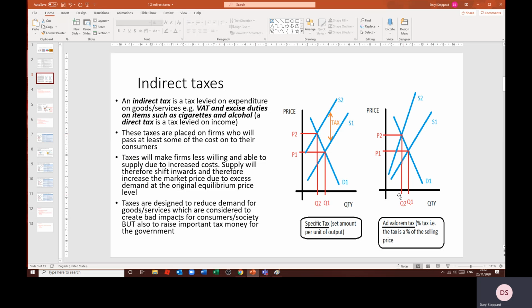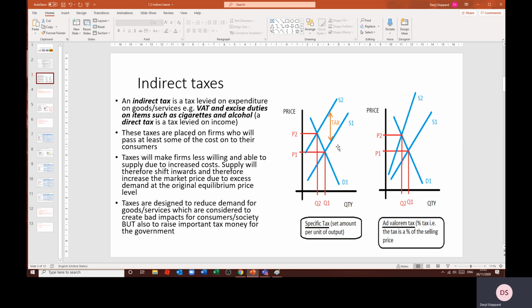Now, if you look at the first diagram by specific tax, what this will do, it would lead to a parallel inward shift in the supply curve. Think about it. What we know is that supply moves inwards due to an increase in business costs. If we were to place a 50p tax per unit on every single unit of output sold, again, it doesn't matter what the selling price is, it's the same amount of tax.